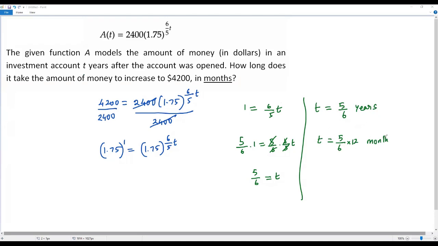Here 6 goes into 6 one time and 6 goes into 12 two times. Then we get t equals 5 times 2, that is 10 months. So it will take 10 months to increase the initial investment to $4,200. So the answer for this question is 10 months.